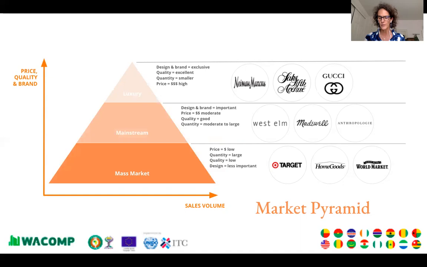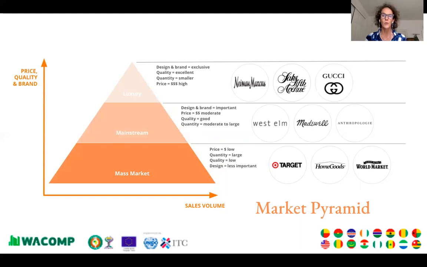In the mass market, purchases are driven primarily by price and affordability. Quality and brand are not a priority. In the mass market, we see very low prices, very large quantities, low quality, and where design is less important.